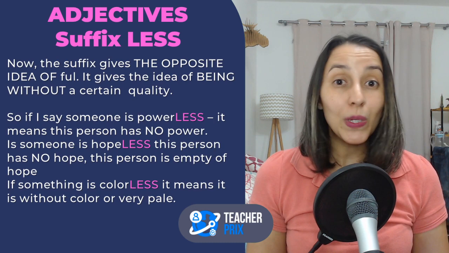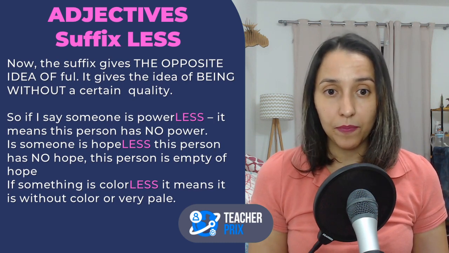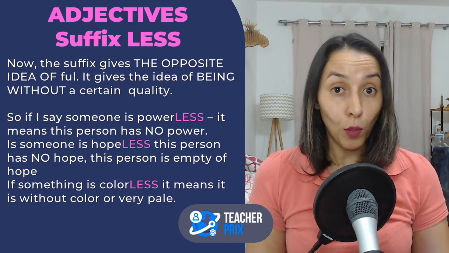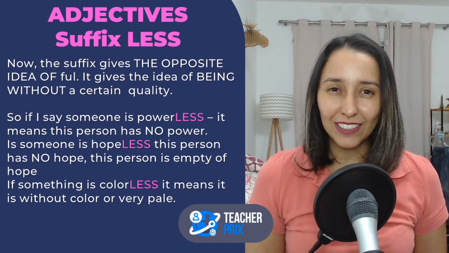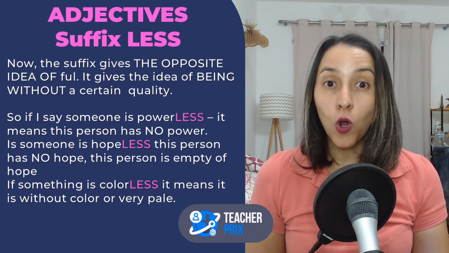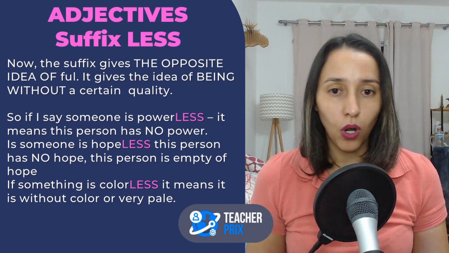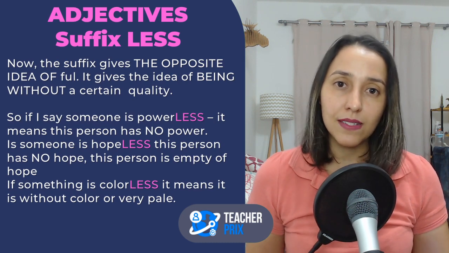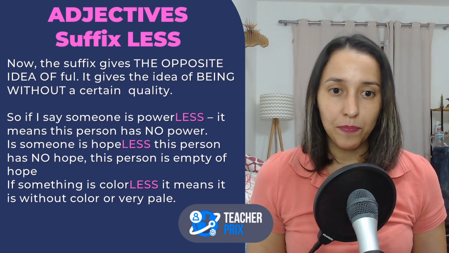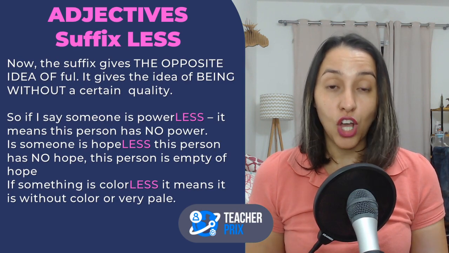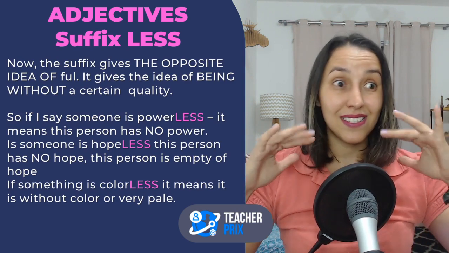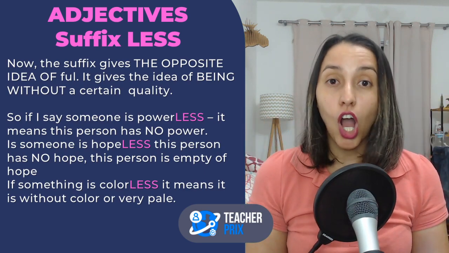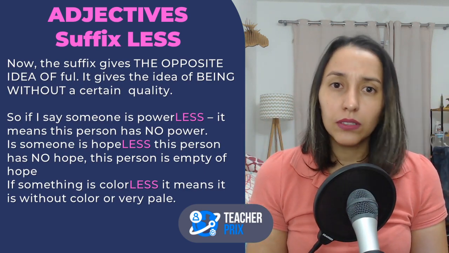This person is without power, okay? If I say someone is hopeless, hopeful, good, full of hope. Hopeless, no hope. This person has no hope, okay? So this person is hopeless, okay? If I say something is colorless, it means this thing, this object, is without color or very pale, okay?